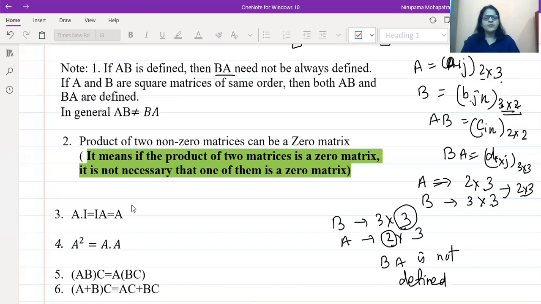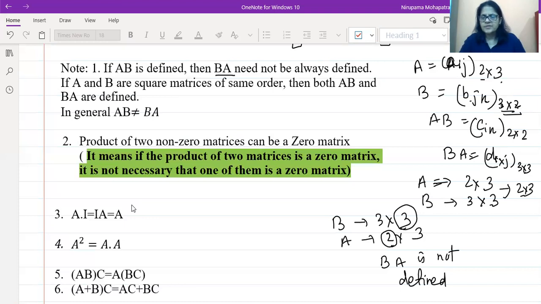So that is the first point we can see: if AB is defined, then BA need not always be defined. The second thing is, if A and B are two square matrices of the same order, 2 by 2 or 3 by 3, then obviously AB and BA will both be defined.